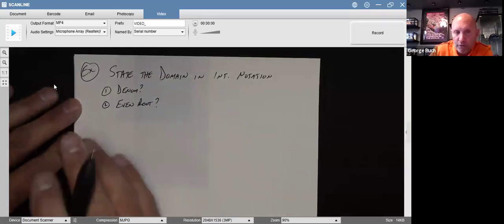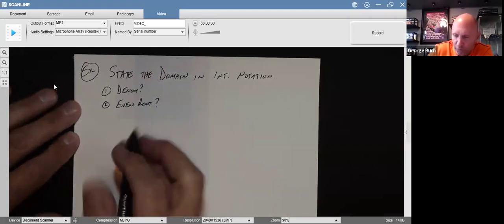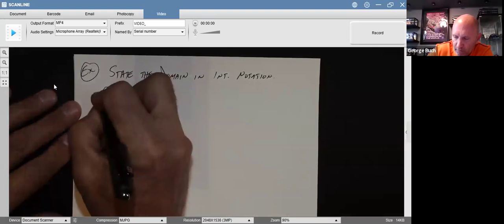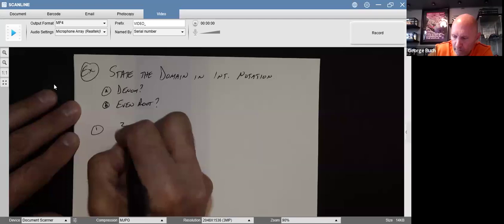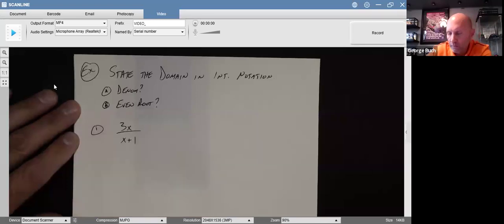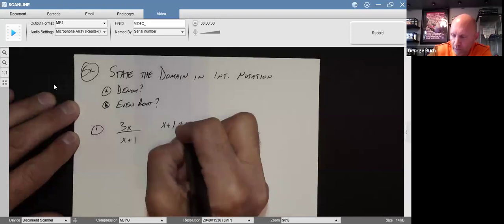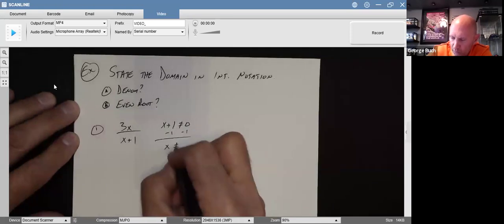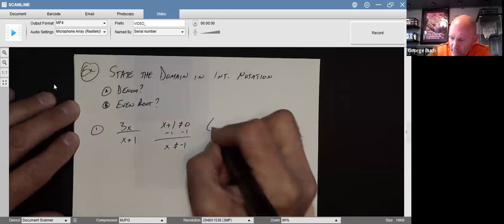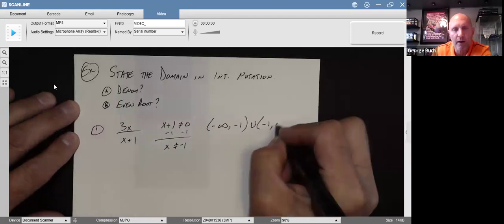If I don't have a denominator or an even root, then I don't have any restrictions with the domain. So the first one, I probably should use A and B here. The first problem is 3x over x plus 1. Do I have a denominator? Yes, I do. When I have a denominator, what's my concern? That it cannot be 0. So x plus 1 cannot be 0. If I subtract 1, that gives me x cannot be -1. So in interval notation, it's everything from -infinity to -1, skip -1 and go up to positive infinity.